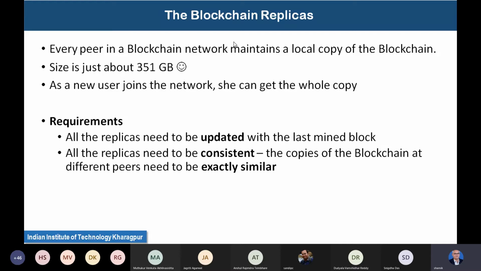So if you join the network, joining the network is not a problem. Mining will be difficult. If you join, you will have to just get a local copy of the current blockchain, which will be about 350 GB of your local disk space. You can get the whole copy, and as a new block is mined, all the replicas will be updated. So as you are on the network, your blocks also will be updated, and they have to be consistent and similar. They all will become shared by everybody.